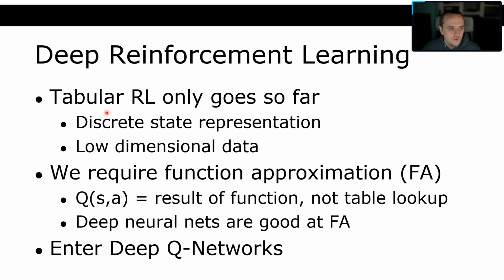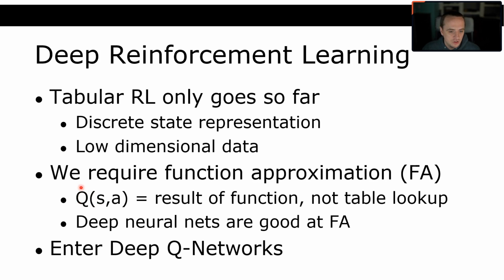But if we move on to real world problems or video games or chess or Go or something like that, tabular reinforcement learning can't possibly work, because there might be trillions or gazillions or universe-sized numbers of states. It's a discrete state representation, and it can only work for low-dimensional data. So what we want, ideally, instead of using a discrete table, is a function approximator, right?